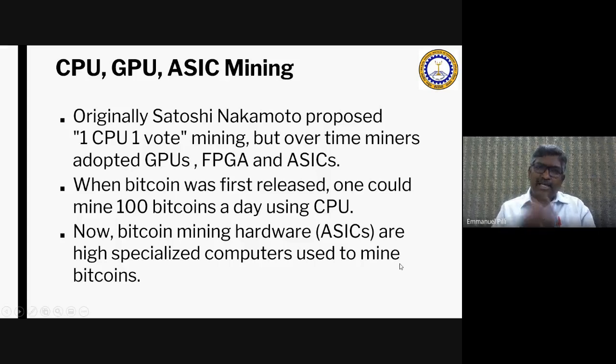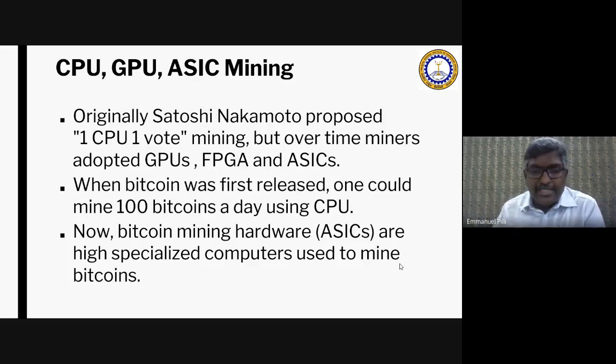So initially when Satoshi Nakamoto proposed, one CPU could get one vote. Over a period of time, miners adopted multiple clusters or GPUs and FPGA programming and ASICs. Some of you must be wondering what ASIC is. ASIC has this IC. IC is nothing but an integrated circuit. AS stands for application specific. Of course, FPGA, some of the electronics people would know, field programmable gate array. So FPGAs are also used. You can program a hardware and then run it. It will be faster than the code running on the GPU and the CPU.